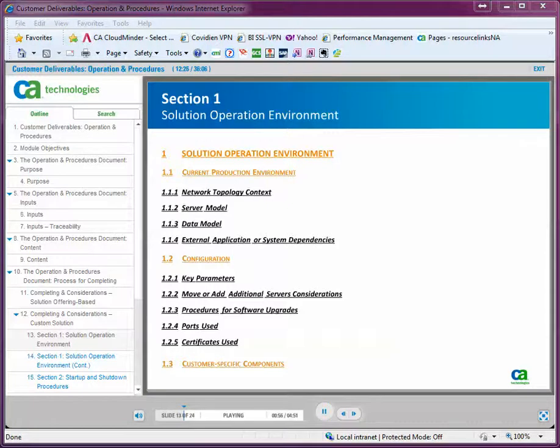In this module, you should be able to explain the purpose of the test plan, determine the information that should be captured within it, and document how the network context has not been documented elsewhere, then this is where you capture that information. And then 1.1.2, the server model.